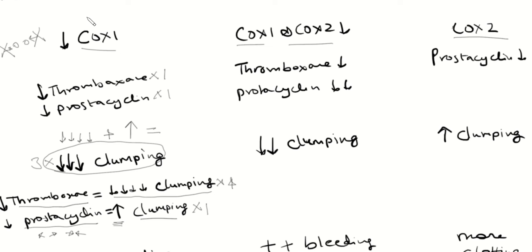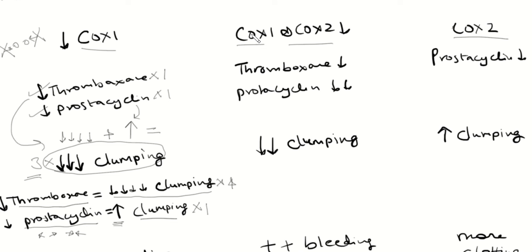So with COX-1 that inhibits both thromboxane and prostacyclin, it is going to decrease clumping by a factor of 4 because of thromboxane, and decrease the prostacyclin, which will cause an increase in the clumping by 1. So there's going to be a net 3 down of clumping. So it's going to decrease clumping by a factor of 3. Okay. Now let's see something that's a COX-1 and a COX-2 inhibitor.